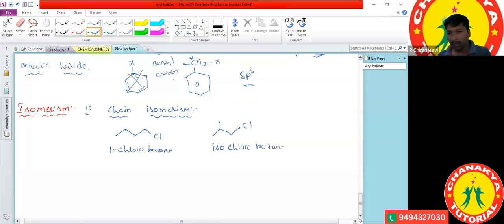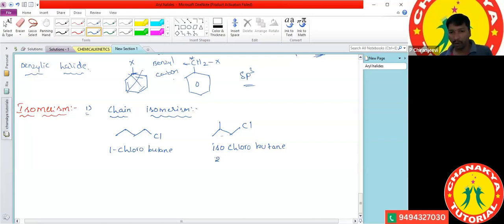One carbon atom is attached with one methyl group. So 1-chlorobutane. What is the IUPAC name of this one here? How can we write it? 2.